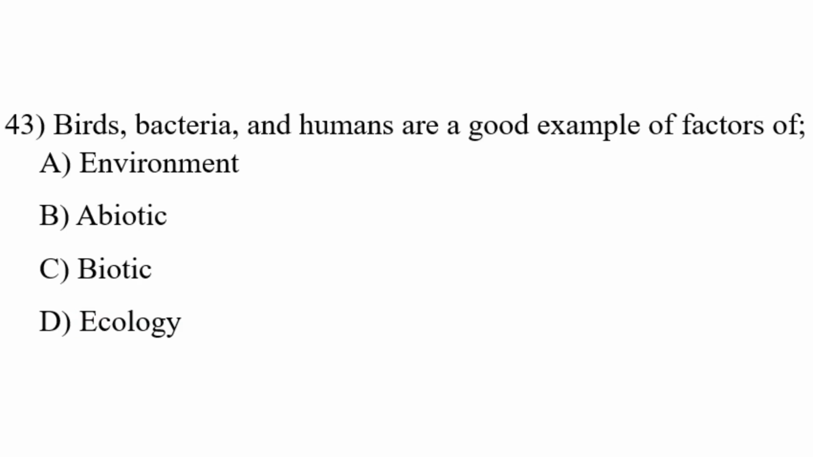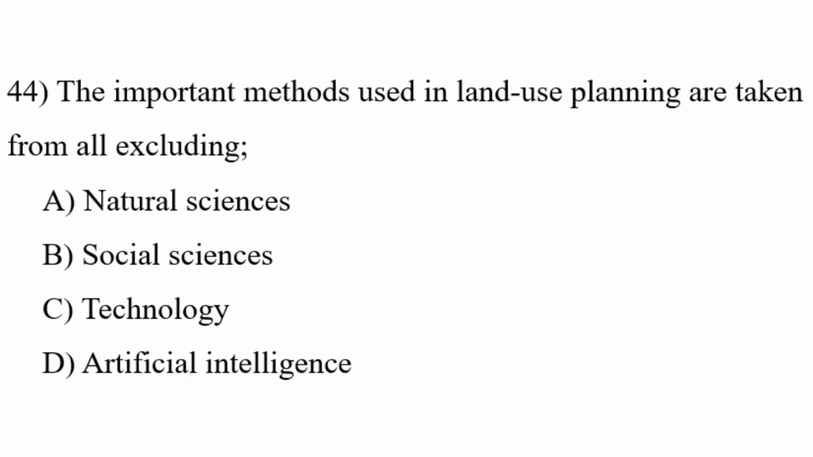43. Birds, bacteria, and humans are a good example of factors of A. Environment. B. Abiotic. C. Biotic. D. Ecology. Answer: C. Biotic. 44. The important methods used in land use planning are taken from all excluding A.